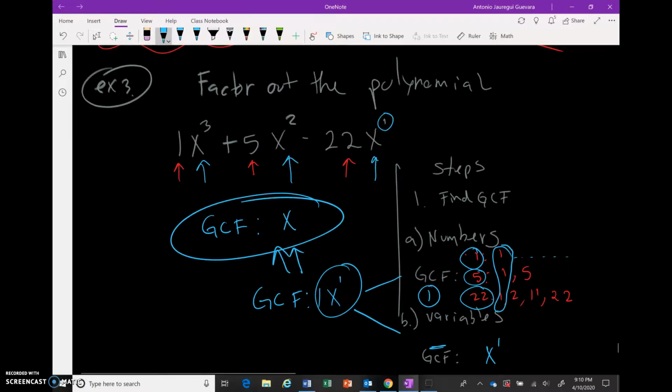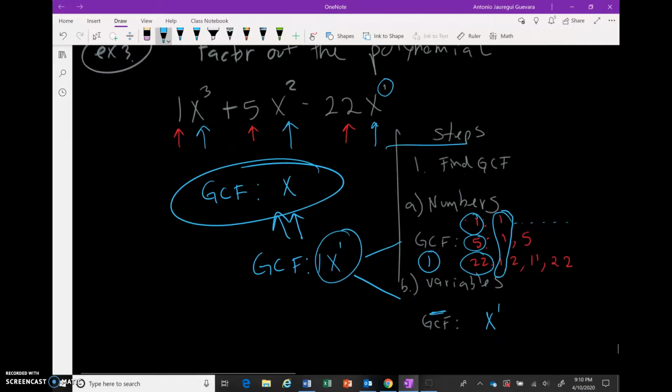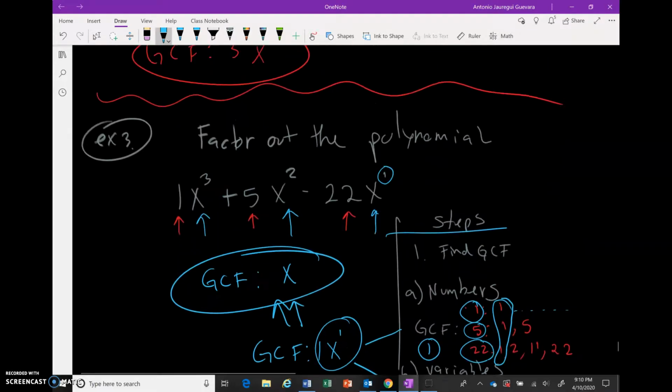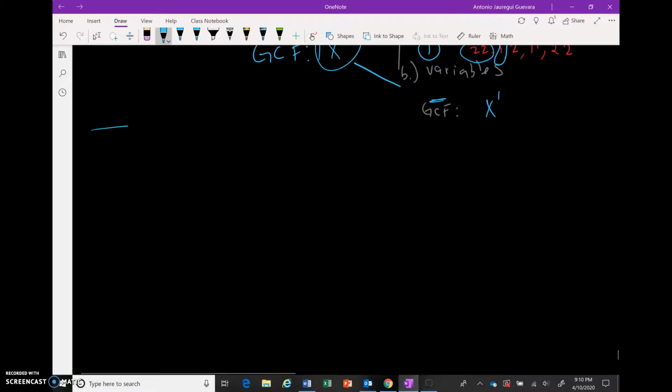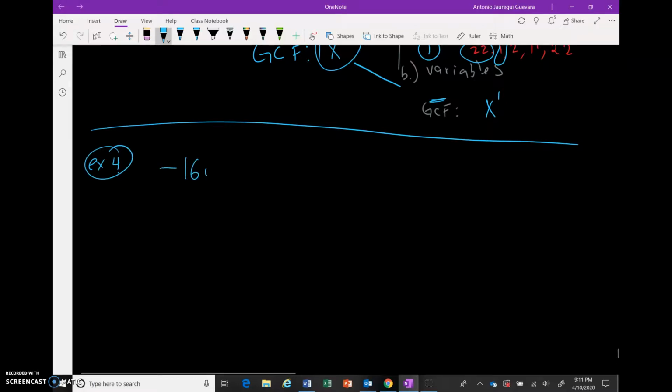Okay, so that's example 3. Hopefully that makes sense, guys. You kind of take it step by step. So now let's do example number 4. Feel free to pause this whenever you're working this. So example 4 is negative 16y to the power of 6 plus 28y to the power of 4 minus 20y to the power of 3.